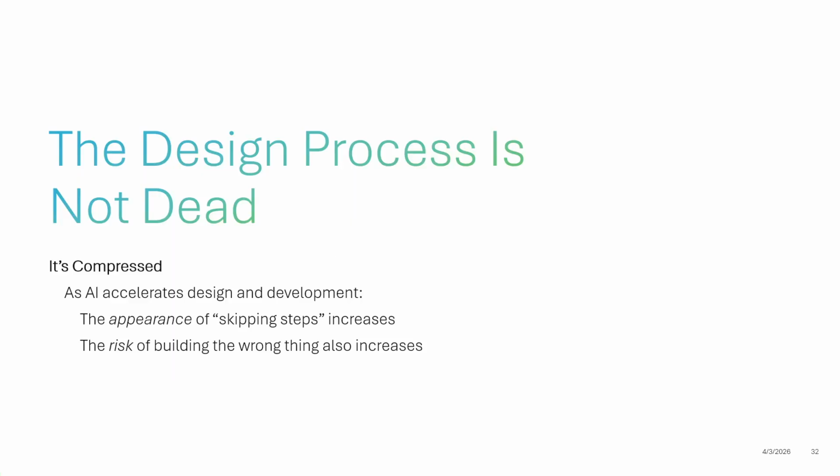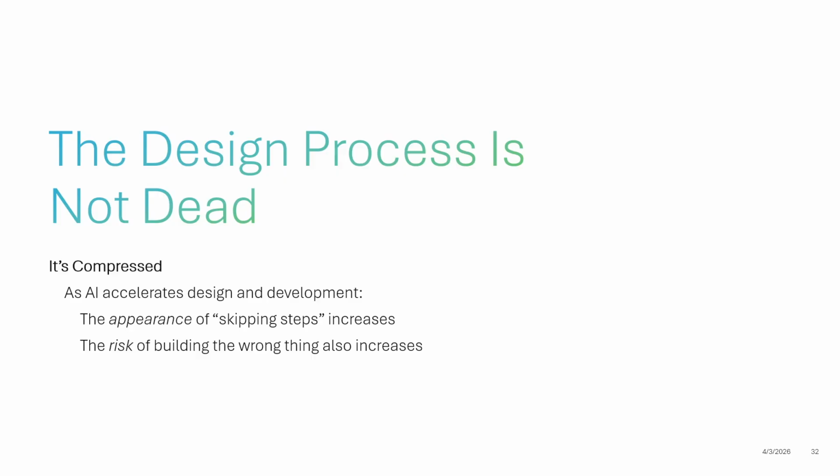for the outcomes in design. Now, when we experience AI, people are saying, hey, AI is going to change the design because I can prompt a tool and design the interface. Actually, no. AI is going to help us accelerate design and development. It compresses the process, and the appearance that we are skipping steps is going to increase because we can accelerate some aspects of the design. But the risk of building the wrong things also increases. That's why we still do evaluation.